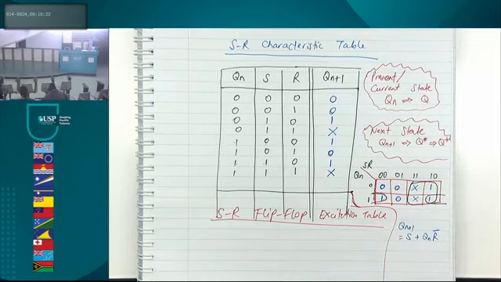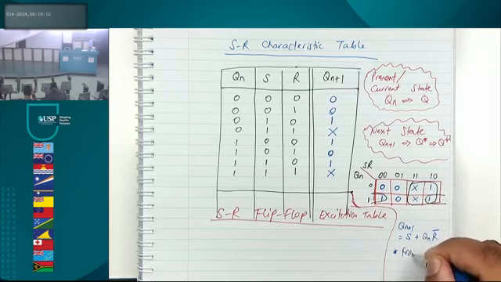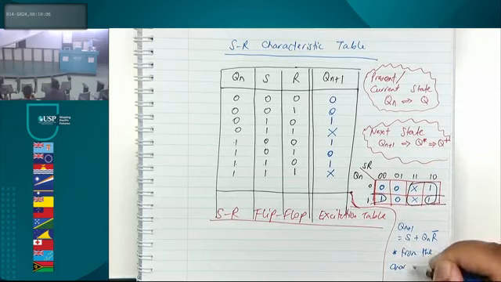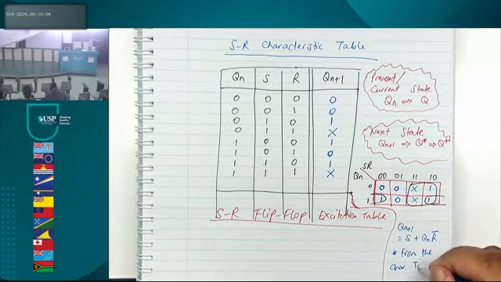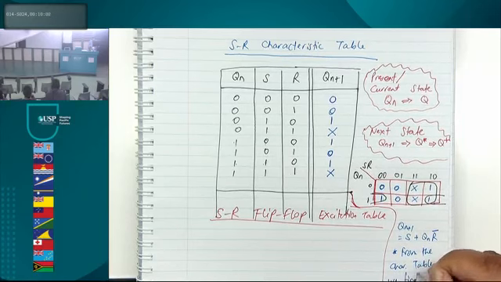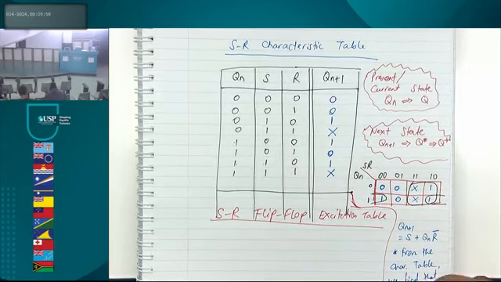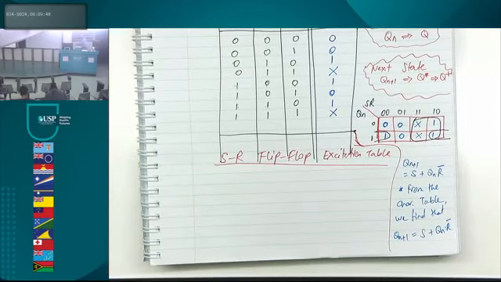Right. So basically, our Qn plus 1, the equation we find from the characteristic table, so just note it down, from the characteristic table, we find that Qn plus 1 is equal to S or Qn and R bar. So, okay, that's all we did. We just took our characteristic table, we found what the equation was. So now we have a relationship to find in a formula way what this is. But you can always look at the truth table or you can always use the formula.